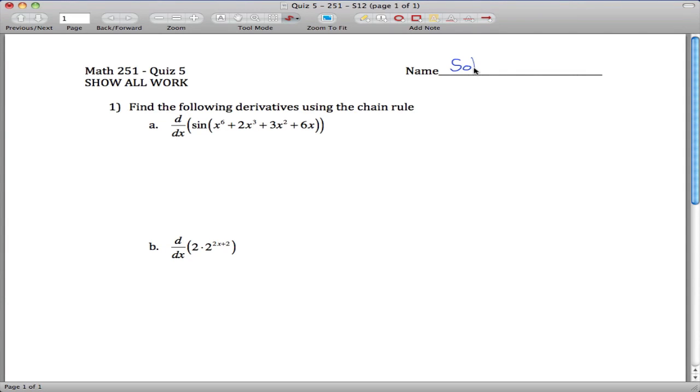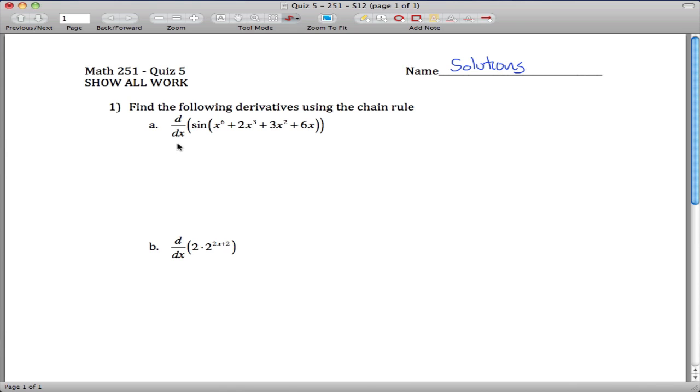All right, here are solutions to quiz 5, Math 251. We're asked to find this derivative using the chain rule. The way you do that is you think of this as an inside function, that x squared plus 2x cubed plus 3x squared plus 6x, and an outside function, sine of x.